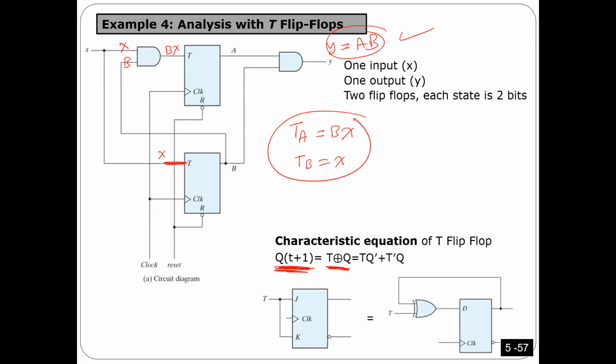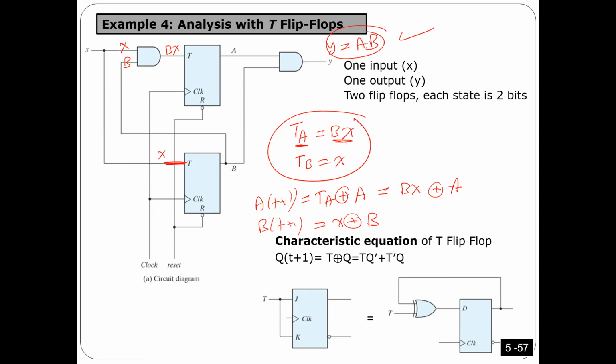The state equation for A is actually equal TA XOR A, which is Q, right? So which is equal BX XOR A, right? Because TA is BX. This is A of T plus 1, just the next state, because this is a state equation. I just plug in here. That's it, very easy, right? Same thing, I have B of T plus 1 should equal TB, which is X, XOR B. Is that okay? That's it.